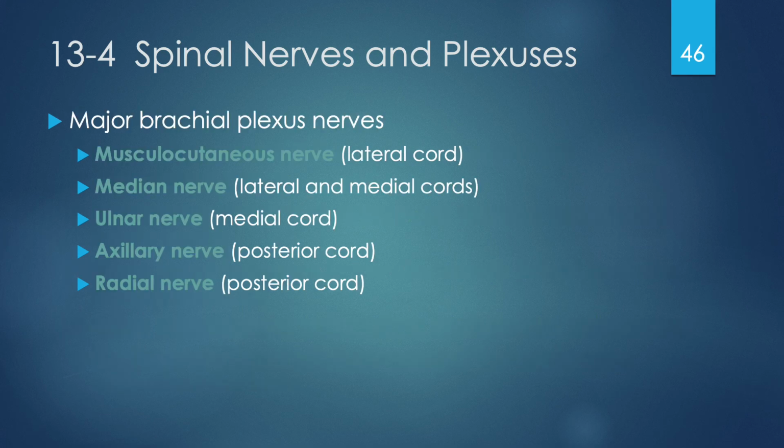So some of the most major brachial plexus nerves are the musculocutaneous, like we talked about before, doing the muscles and the skin. That comes off of the lateral cord. The median nerve, which is off the lateral and medial cords both. The ulnar nerve, which is strictly off of the medial cord. The axillary nerve, which comes off of the posterior cord, and the radial nerve, which also comes off of the posterior cord.